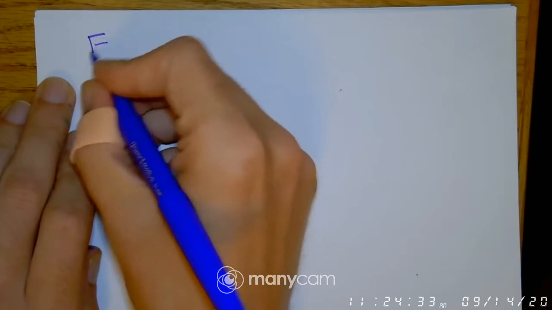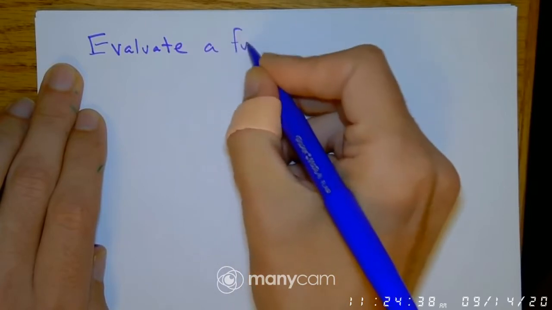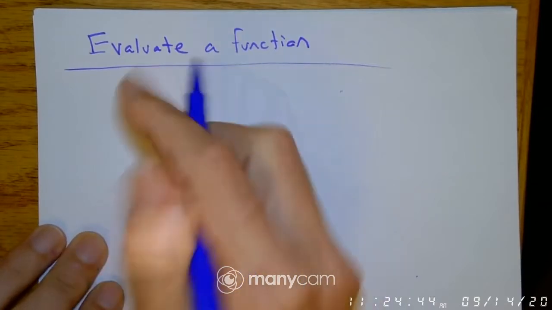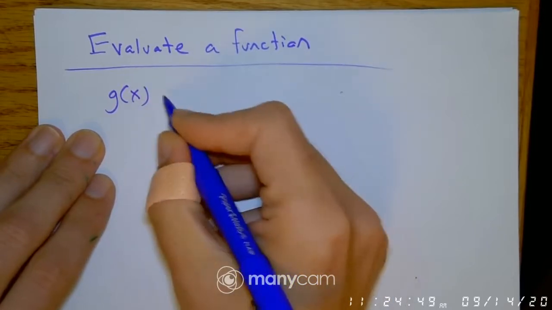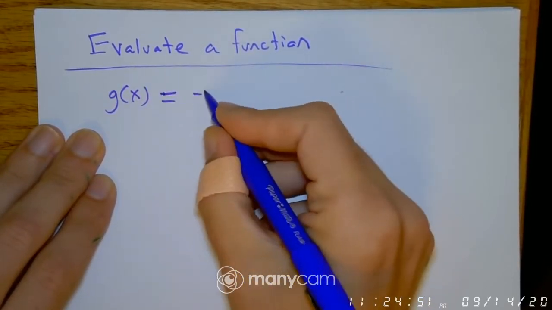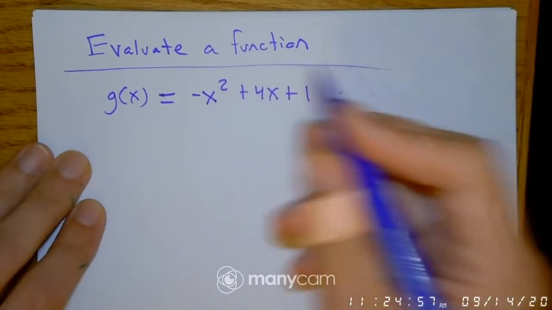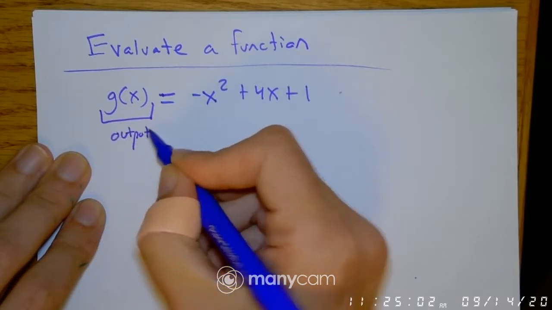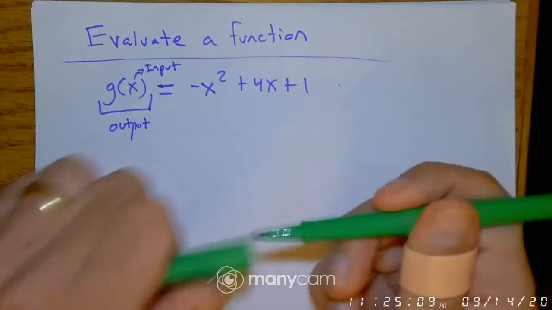All right, so how to evaluate a function. I just want to show a couple things here. So in function notation, let's say I have g of x equals negative x squared plus 4x plus 1. A couple things to remember: this is the output, and this is the input. So what we're going to do now is evaluate.